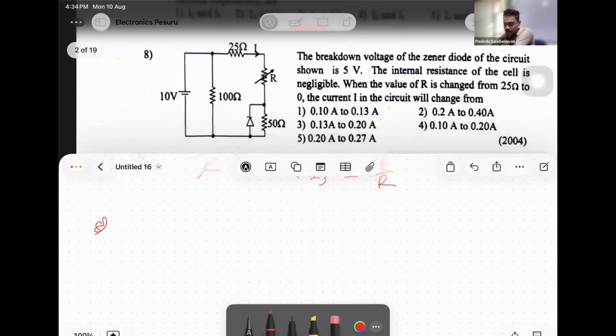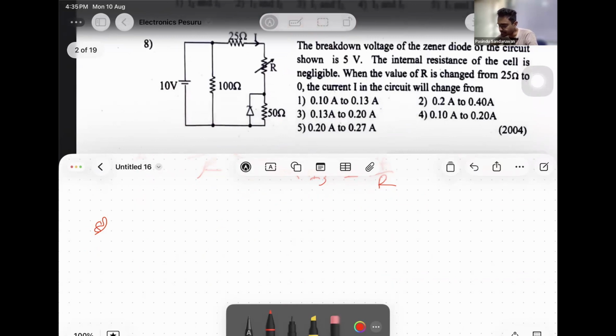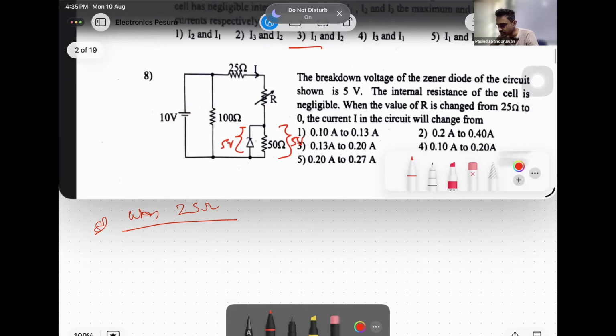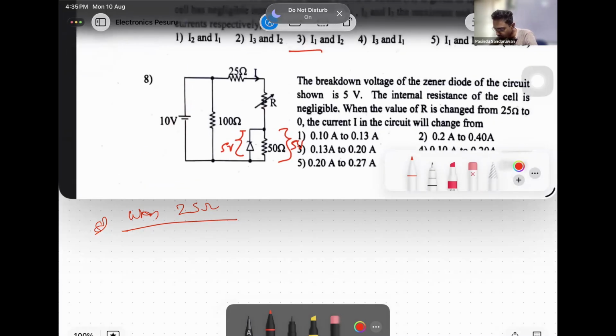The breakdown voltage of the diode of the circuit shown is 5 volts. If the internal resistance of the cell is negligible, when the value of R is changed from 25 to 0, the current I in the circuit changes from. Okay. Then first we will check when 25 ohms. So we know when the diode is working, it keeps 5 volts across the diode, which means across this 50 ohms also that is 5 volts. From 10, the remaining 5 is going to be across this part of the circuit, no?